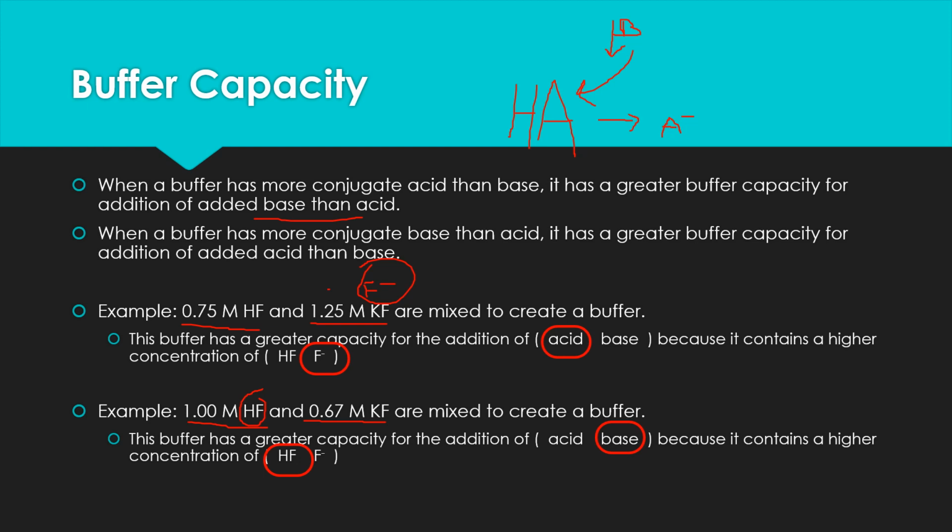The one that's in higher concentration is able to accept more of the invader, basically, whatever we're adding, and keep that pH more stable. So if I have extra conjugate base, then I can add more acid. If I have extra acid, I can add more base to the solution and not get that drastic change in pH.